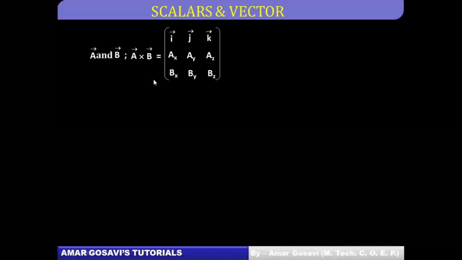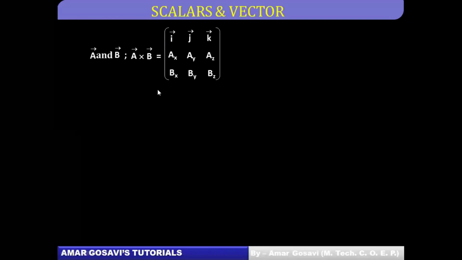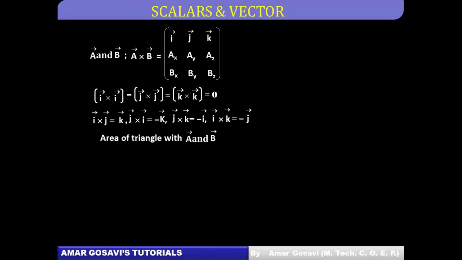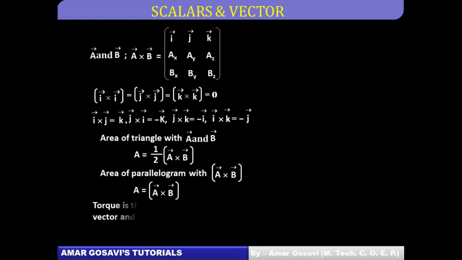Friends, A bar cross B bar would be put in terms of determinants like this: I, J, K, and the coefficients would be placed. I told you how to open it, I showed you, so you're going to follow that. In this case, I cross I, J cross J, and K cross K are 0, whereas I cross J is K, J cross I is minus K, and so on. Just like the area of a parallelogram, I told you the area of a triangle will be half of A bar cross B bar, and the area of a parallelogram will be only A bar cross B bar.